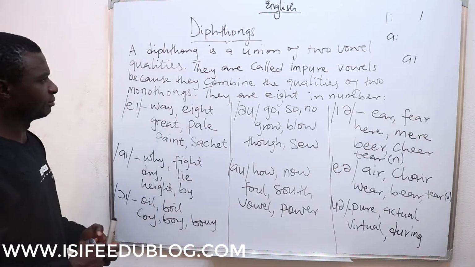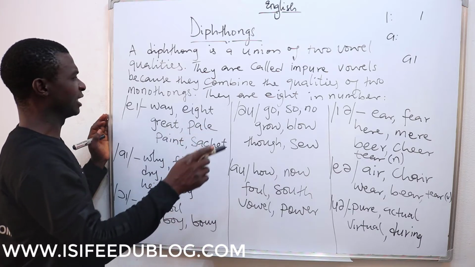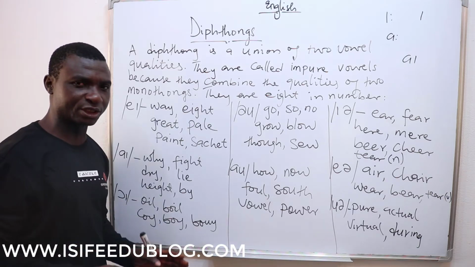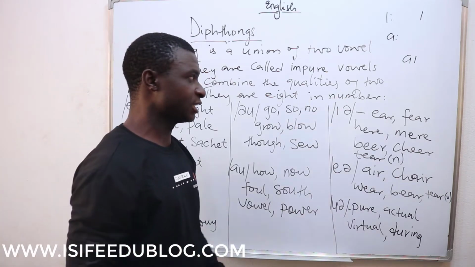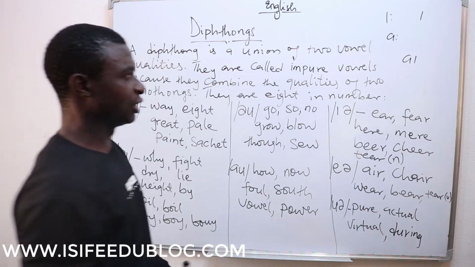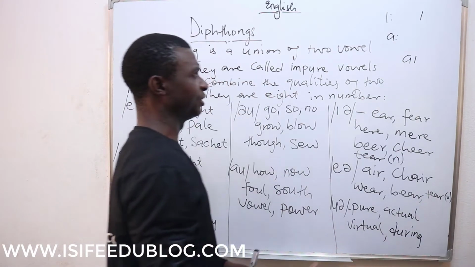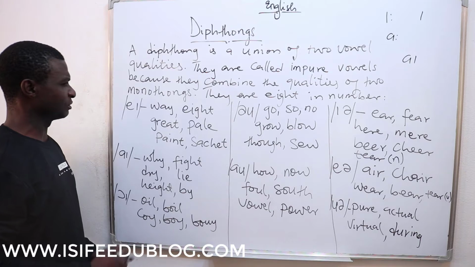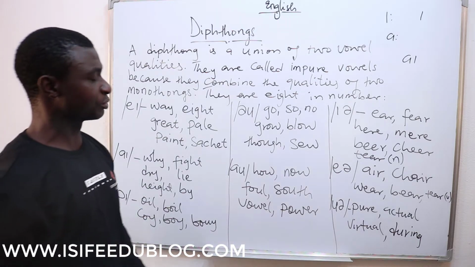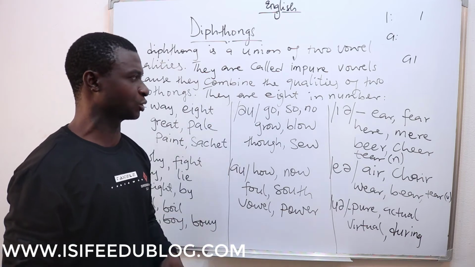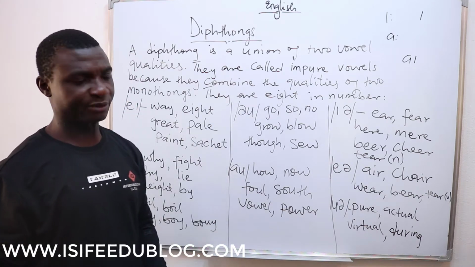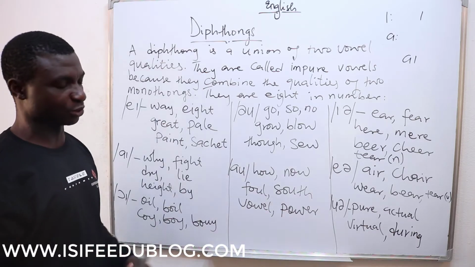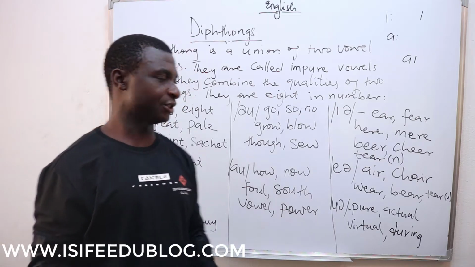We said they are called impure vowels because they combine the qualities of two monophthongs, as we have earlier described. That's why they are called impure vowels. A pure vowel has only one quality. The English monophthongs are 12 in number, but the diphthongs which we are treating today are 8. Added to the 12 monophthongs, that gives you the 20 vowels we have in English.